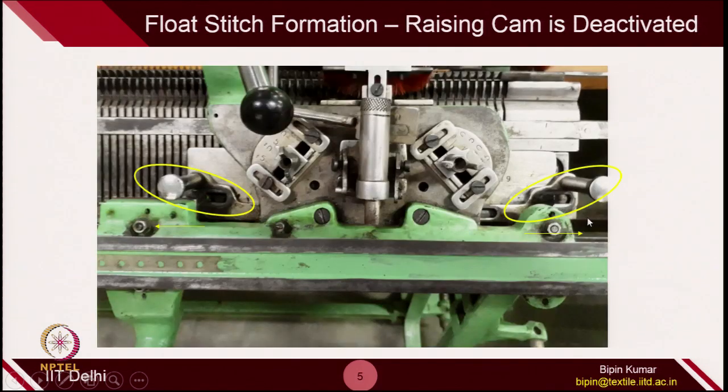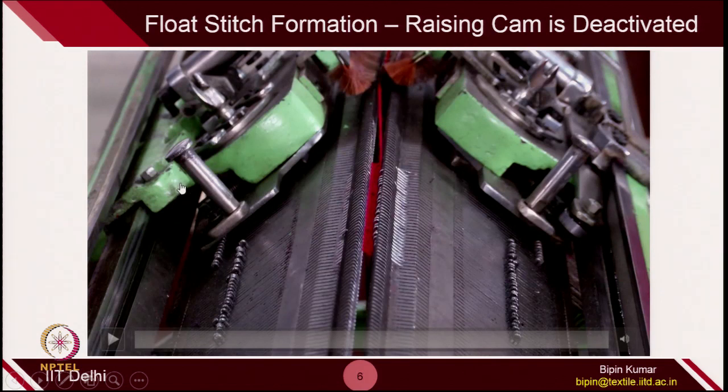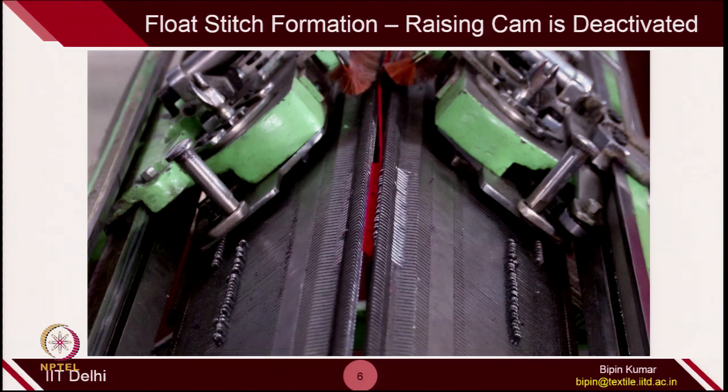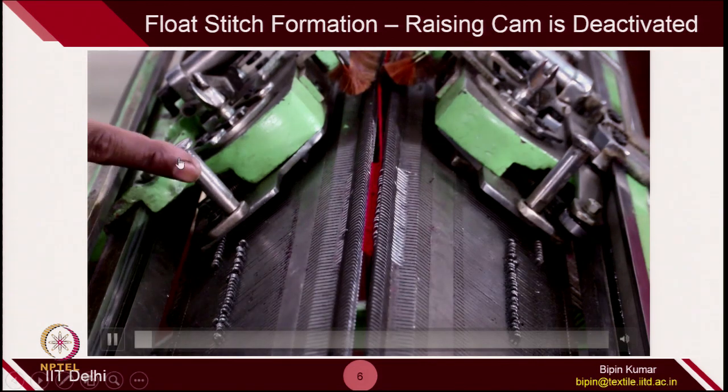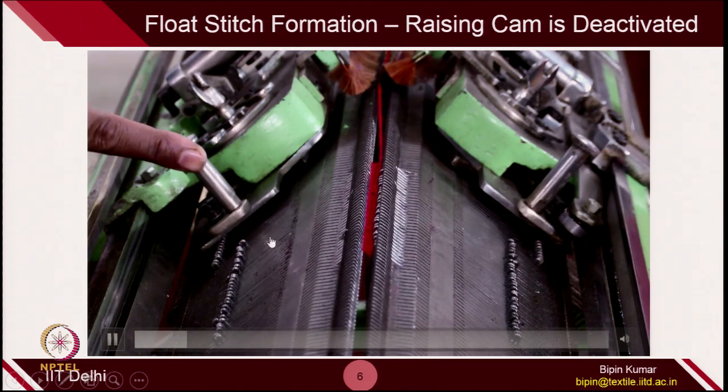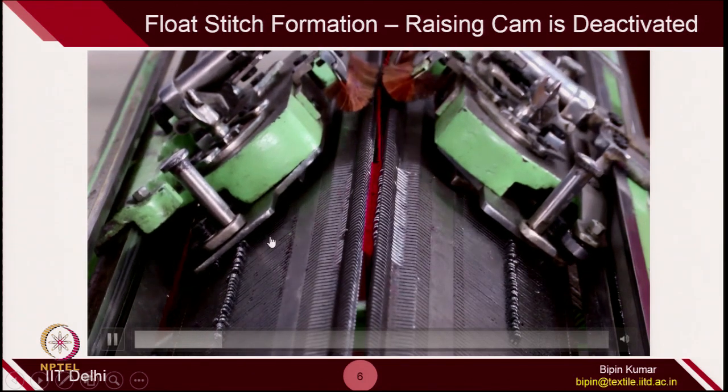For a float stitch, the raising cam has to be deactivated. This is the location; you can push this metallic bar inside to make float stitches. This is how I do it. You have four such settings, two for each bed. These two are operational when you are moving the carrier from one side to the other. When you reverse the direction of the carrier, the opposite two raising cams operate. At this moment in the video, I am pushing inside, making sure the raising cam is suppressed.